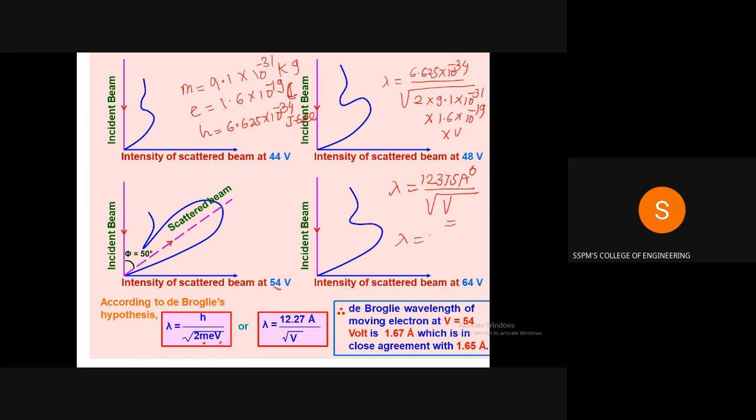The answer is given here. There is a correction. Substitute all this and check that it comes as 12375 into 10 raised to minus 7, correct. And that minus 7, if you are converting in terms of minus 10, then the decimal point we need to shift, and it is coming as 12.27 Angstrom unit.